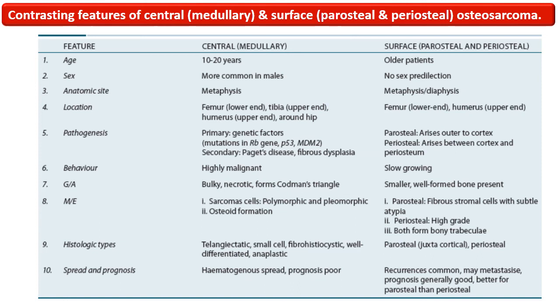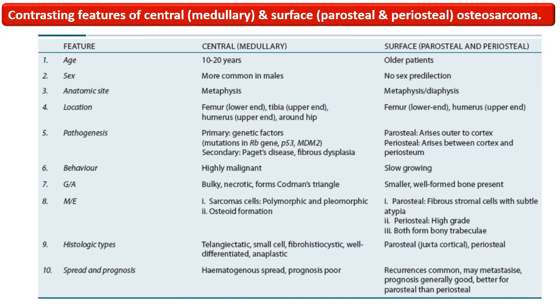On microscopic examination, the sarcoma cells are polymorphic and pleomorphic, and osteoid formation is there. In parosteal, fibrous stromal cells with subtle atypia are there, and periosteal has a bit higher grade than the parosteal variety, and it is grade 2. Both the parosteal and periosteal varieties form bony trabeculae.